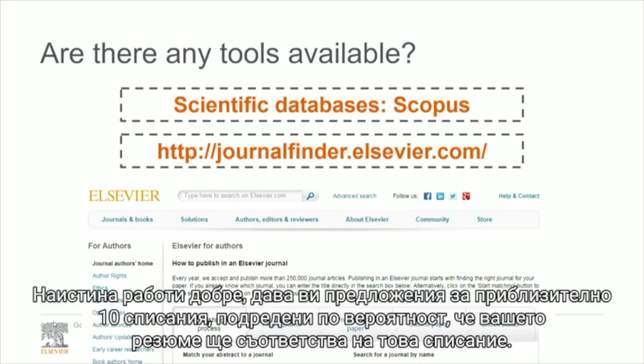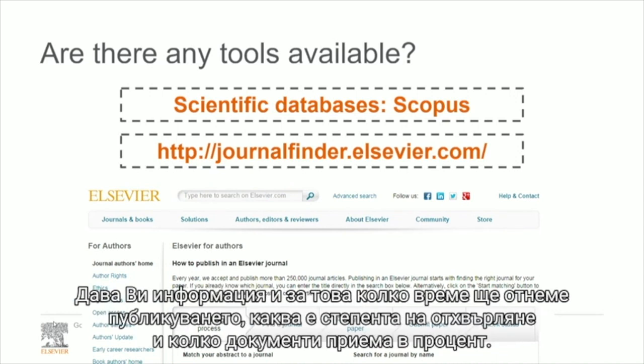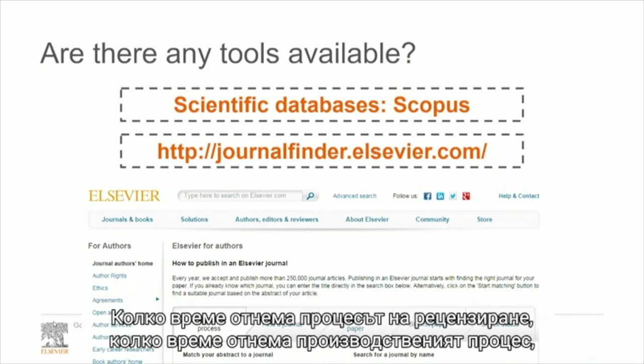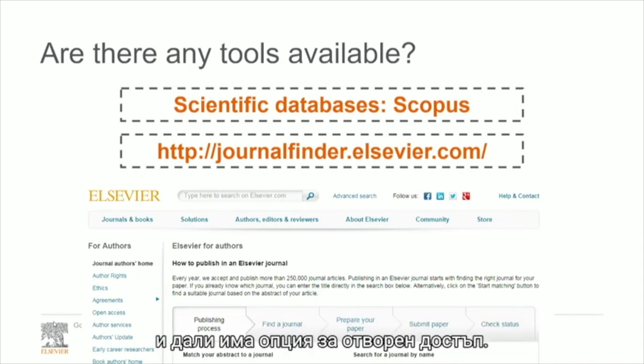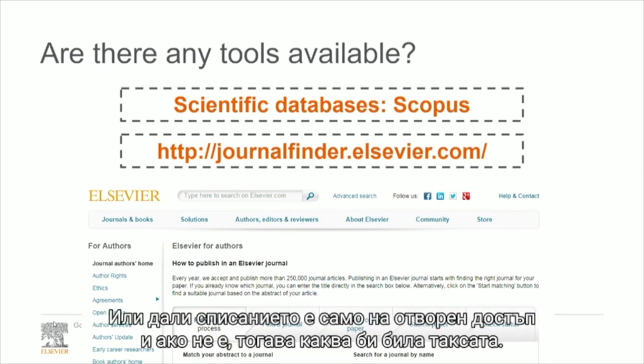It really works nicely. It gives you a suggestion of, I can't remember, I think approximately 10 journals sorted by probability that your abstract would fit to this journal. It gives you an overview also on how long it takes to publish, what is the rejection or the acceptance rate, so how many papers we accept in percentage, how long the peer review process takes, how long the production process takes, and whether there is an open access option or whether the journal is exclusively open access, and if it is, then what would be the fee.